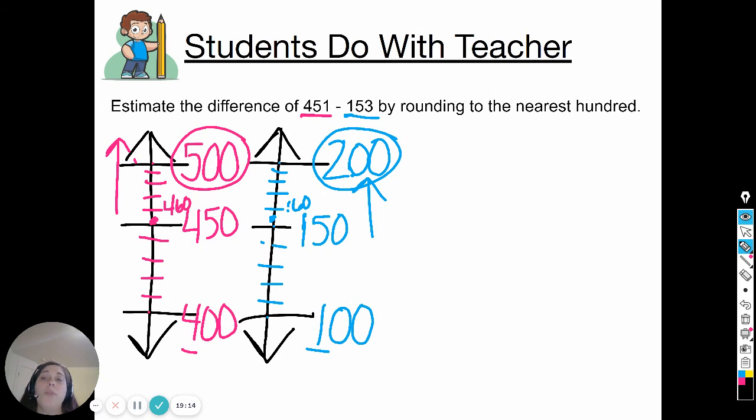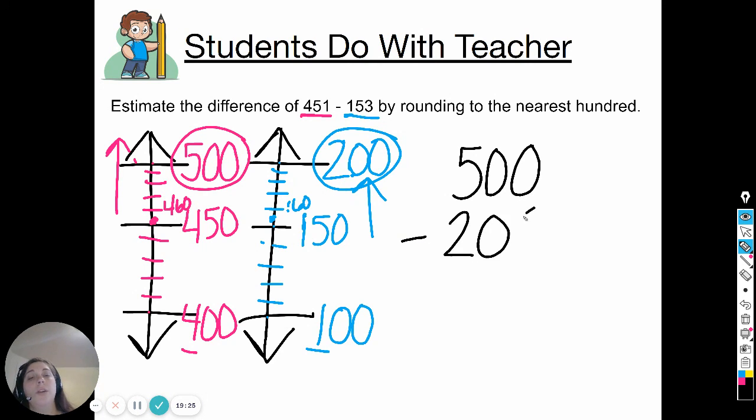Now that we have rounded both of our numbers to the nearest hundred, we can go ahead and do our subtraction. 500 minus 200. Go ahead and solve that and message me the answer in GoGuardian.